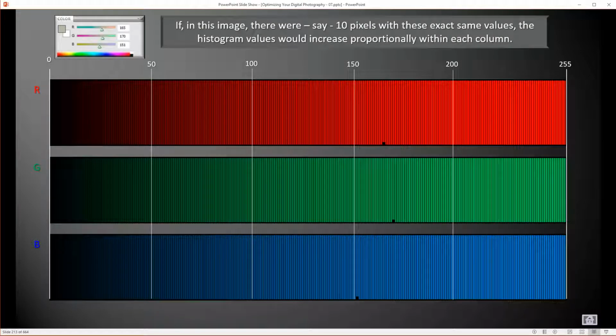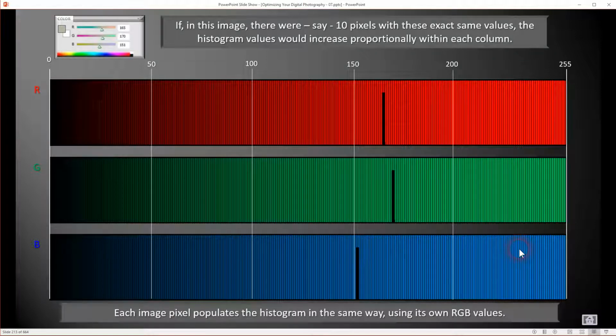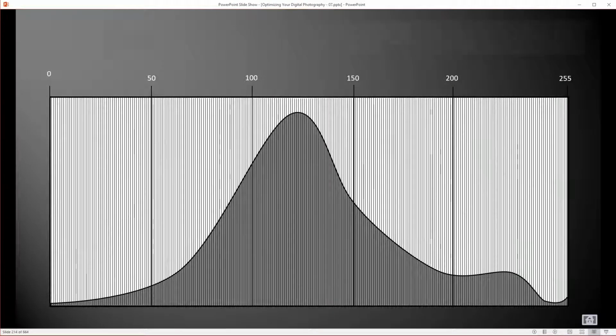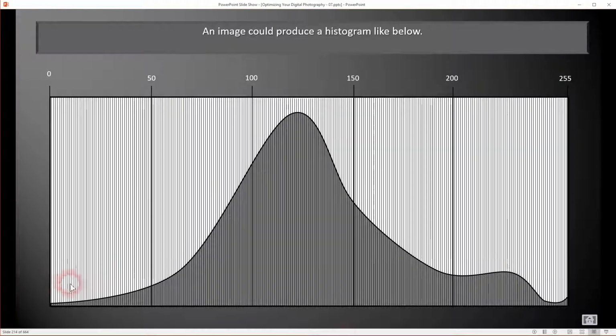Now if that 1 pixel, say there's 10 of them with exactly the same amount of values, then each one of those would be increased. And you can imagine that happening for every different pixel across the entire image, each building up to produce a chart. So each image pixel populates the histogram in the same way, using its own red, green and blue values. So we may end up with a histogram populated and showing a graph like that as they're all blended together.